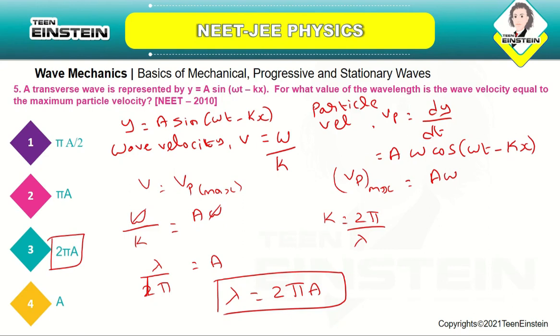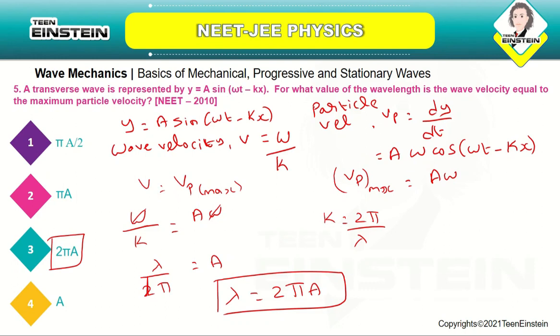Okay, it's a very simple problem. You are taking the general formula y is equal to a sin(omega t minus kx), and differentiating with respect to t, so that you will be getting the particle velocity, and you are taking the maximum particle velocity value, and as per the condition you are equating the wave velocity and the maximum particle velocity. You can easily find out the lambda value. So lambda is equal to 2 pi a is the correct answer. Option number 3 is correct.